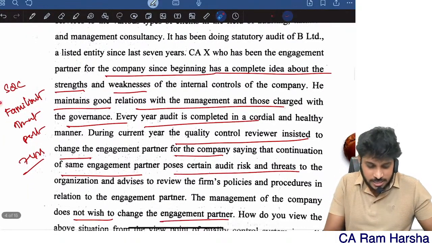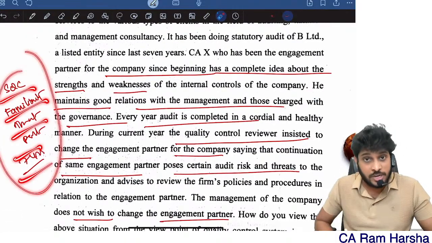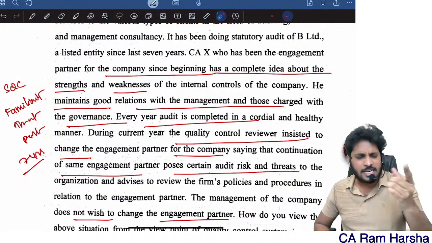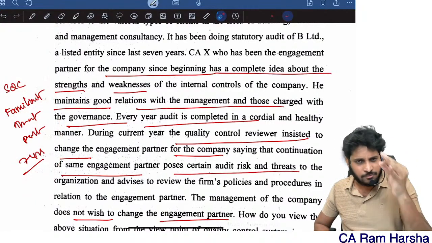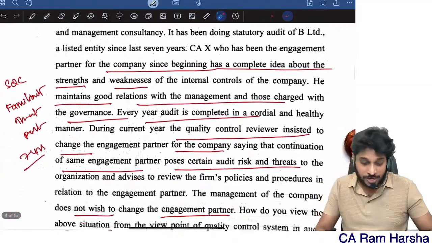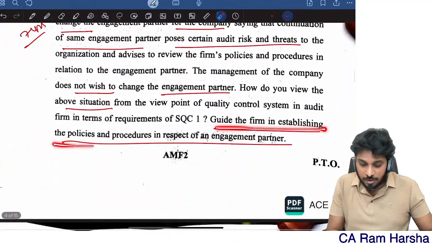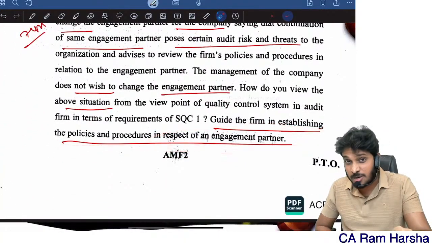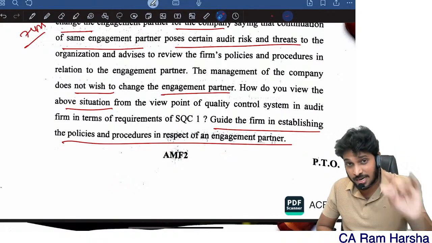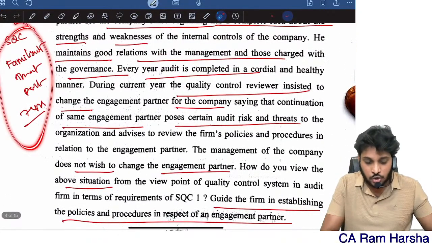Yeah. So this is regarding SQC familiarity threat, which you need to write about. In SQC ethical requirements, familiarity threat discussion is there. Some 4 points were there. So that answer you need to write. So that answer they're asking. Guide the firm in establishing policies in respect of engagement partner requirements. 7 years, all that is there, right? That discussion you need to write. So I'm giving the clue also.